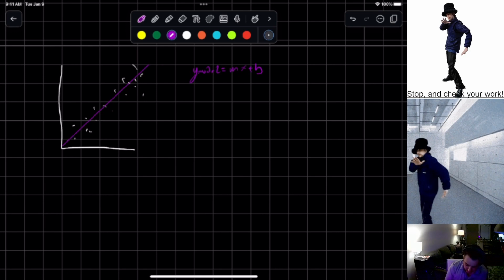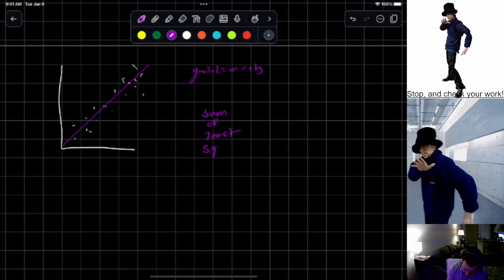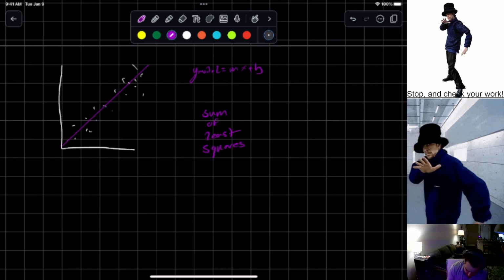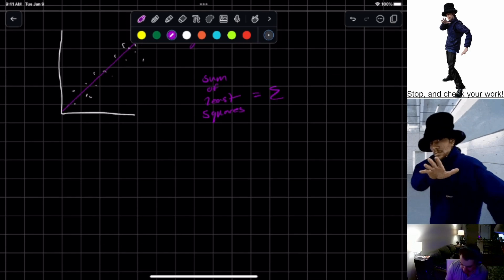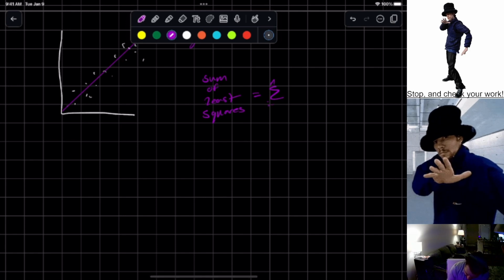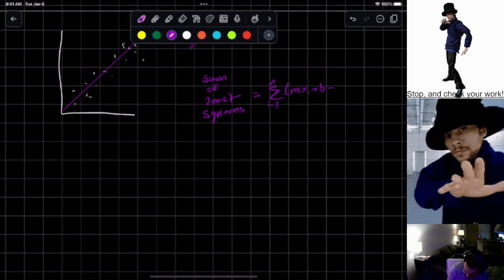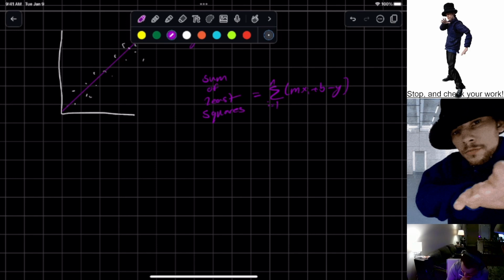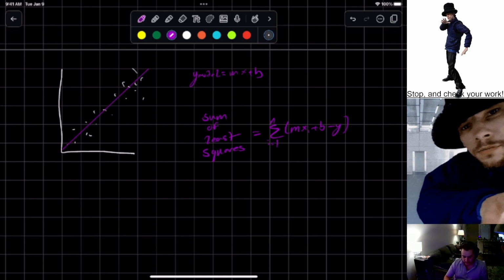With this, there are certain variables that we need to really get to. So we do the sum of least squares. Sum of squares, which is equal to the sum, i equals 1 to n of mxi plus b minus y.